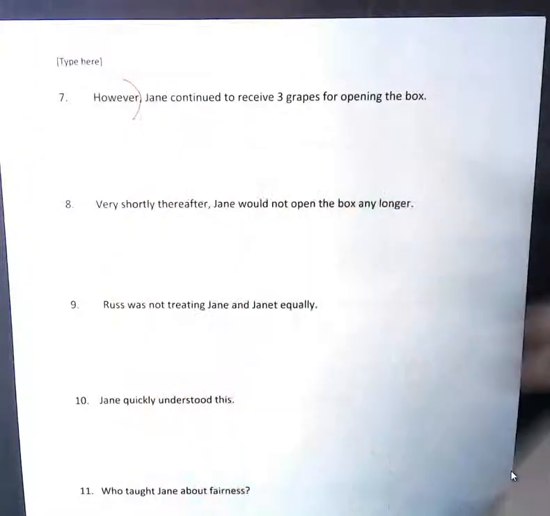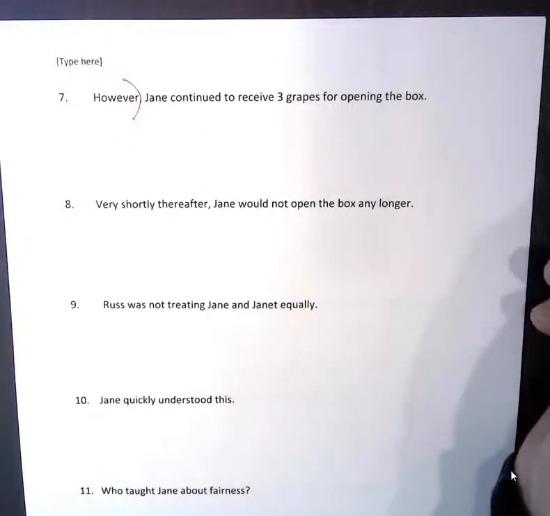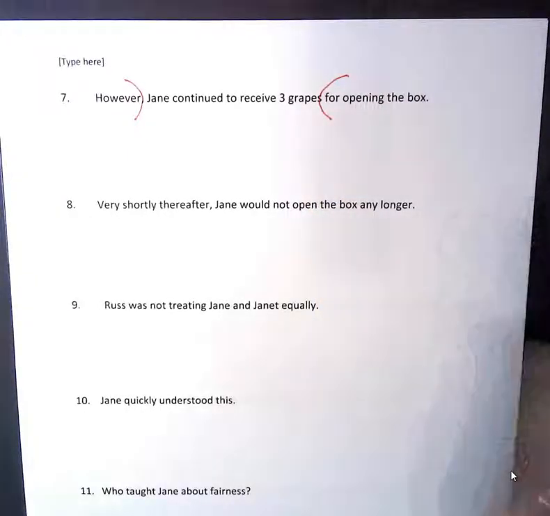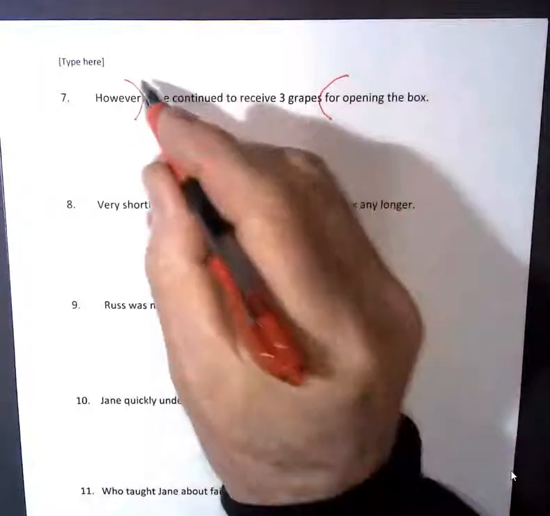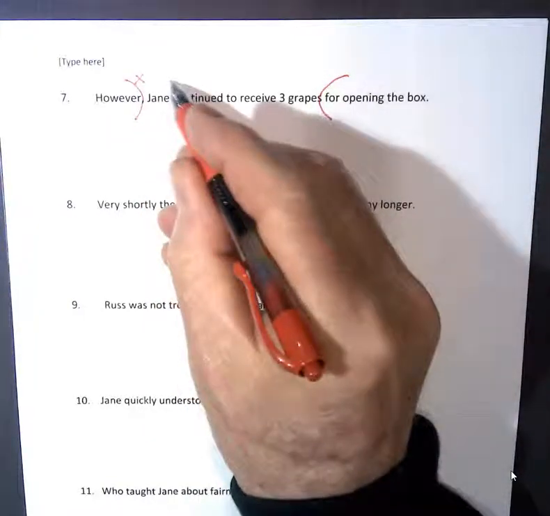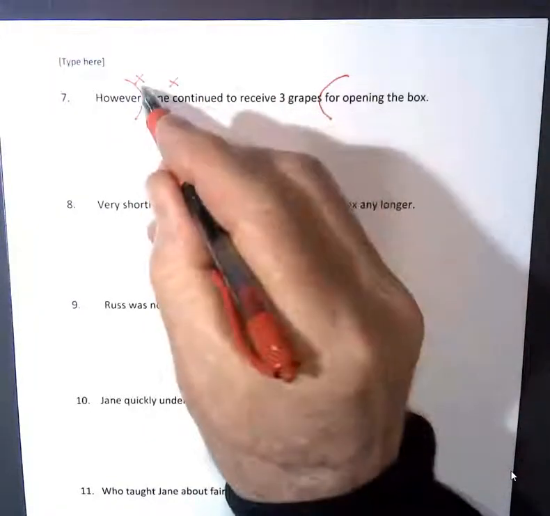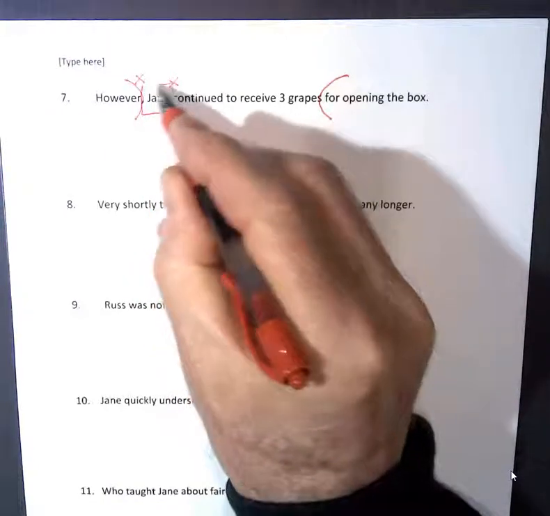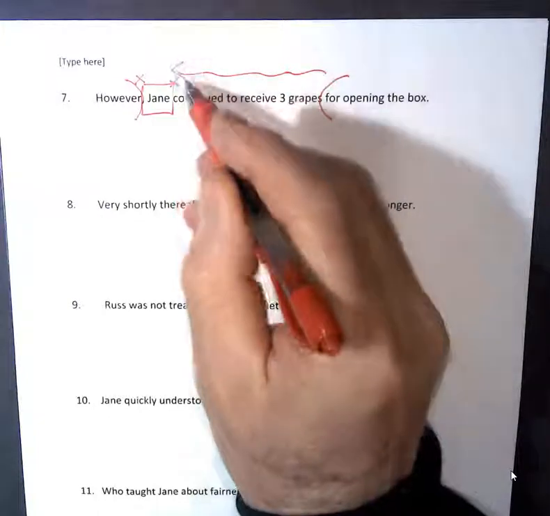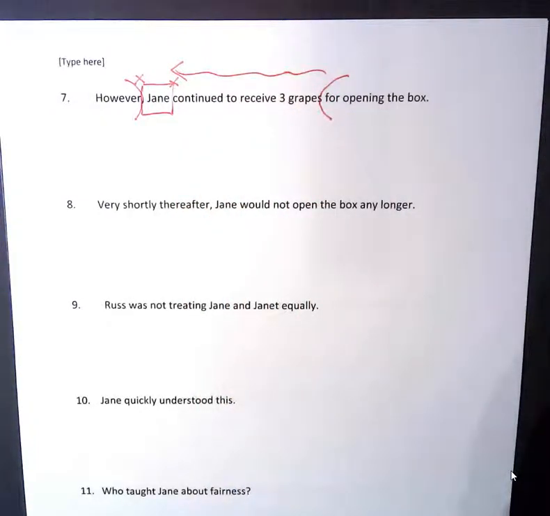That's what's so amazing, and that's what this grammar shows us so clearly, is that sentences really are put together exactly the same way. So, number 7. However, Jane continued to receive 3 grapes for opening the box. However, for opening the box, Jane continued. There are two shifters. Did Jane continue to receive? Jane did not continue to receive. Jane is the subject. Everything left is the predicate.